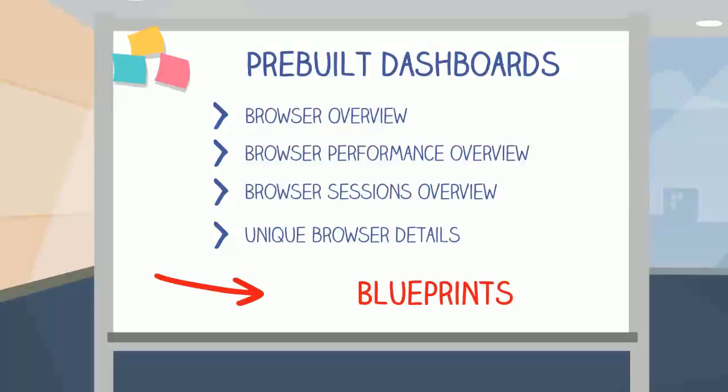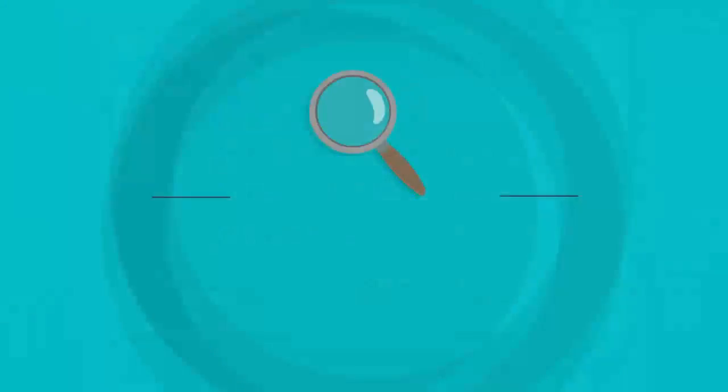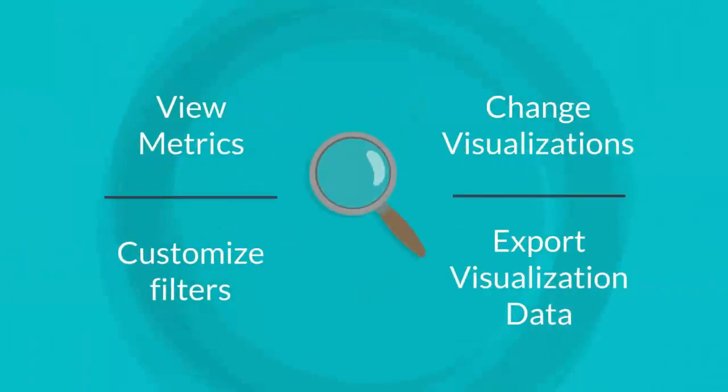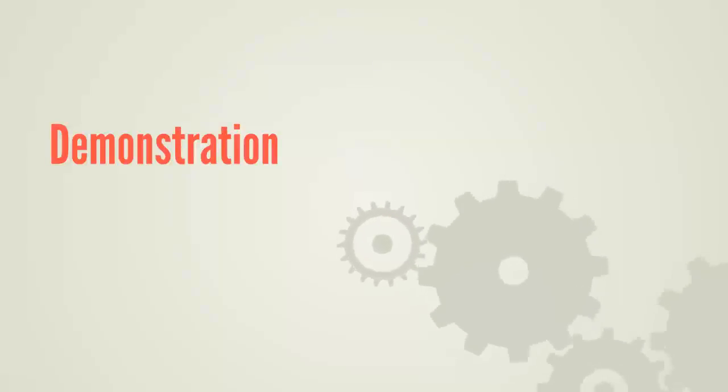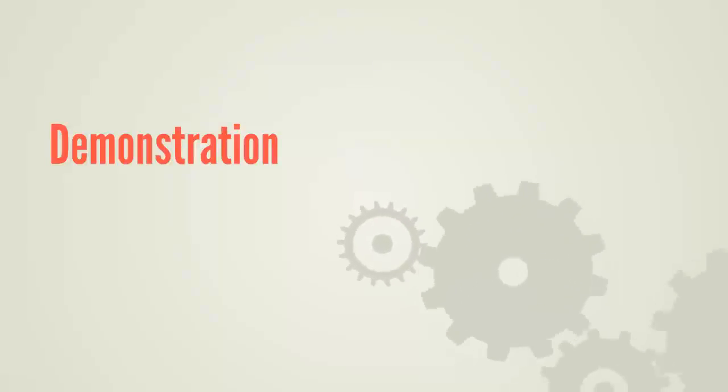Some of the available blueprints are Browser Overview, Browser Performance Overview, Browser Sessions Overview, and Unique Browser Details, to name just a few. Blueprints allow you to view metrics, change visualizations, customize filters, and export your visualization data. In the following demonstration, the Chief Marketing Officer for a really big corporation needs to understand which browser to invest in for the best optimized experience.